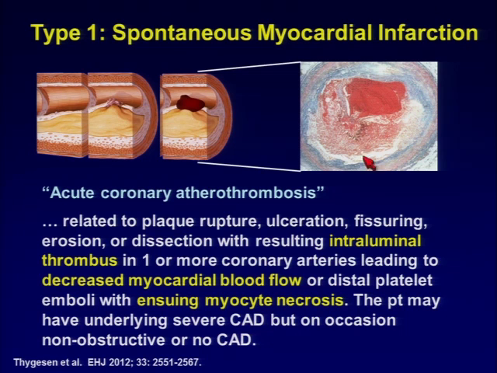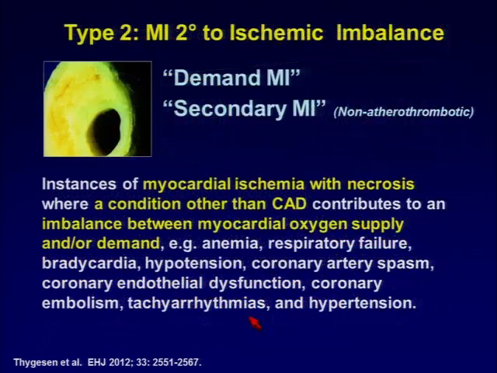And I think the key element here is that the cause is intraluminal thrombosis due to an underlying coronary abnormality, leading to the decrease of myocardial blood flow and ensuing myocyte necrosis. Type 2 myocardial infarction is secondary to ischemic imbalance as it's defined in the universal definition. It's often been referred to as demand myocardial infarction, but that's a little bit too narrow, as I'll point out. It's really secondary myocardial infarction, and I always tell my residents that it's not acutely atherothrombotic. Type 2 myocardial infarction in some ways is defined more by what it's not.